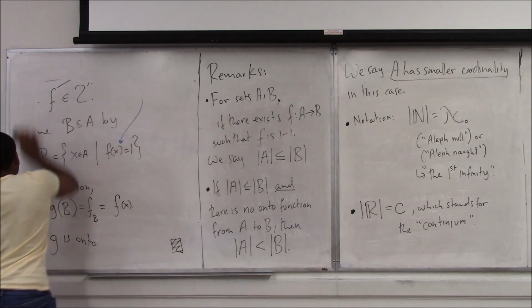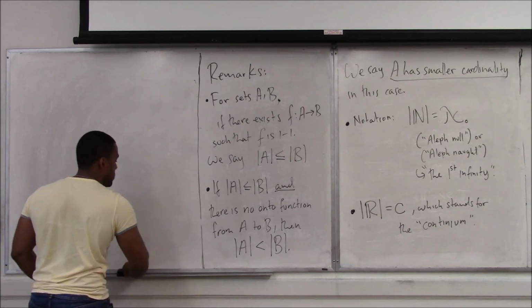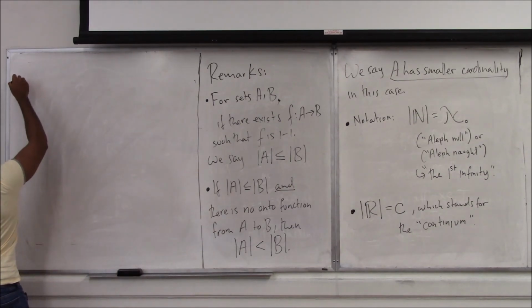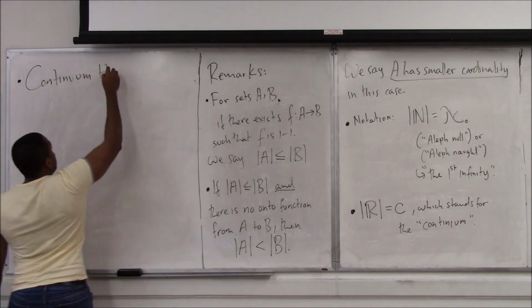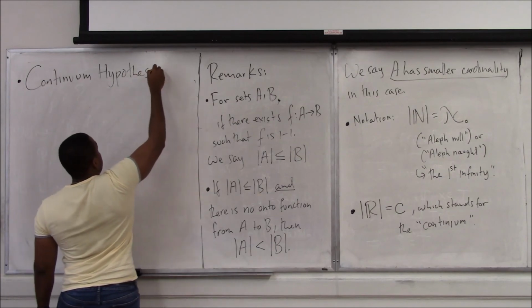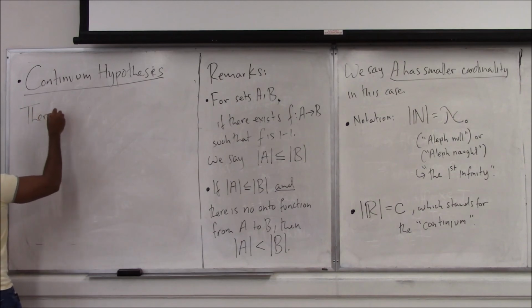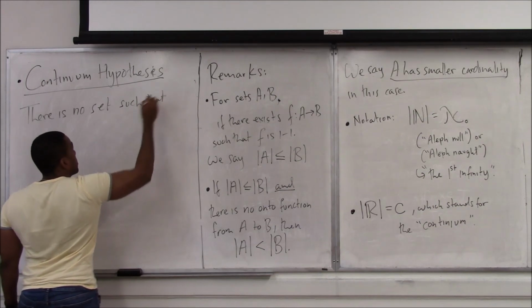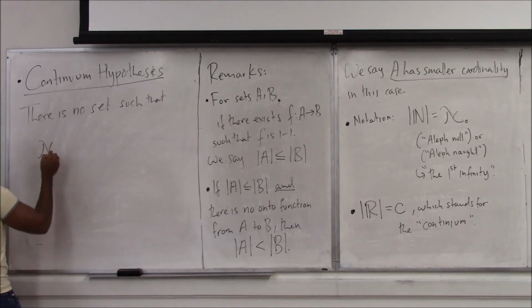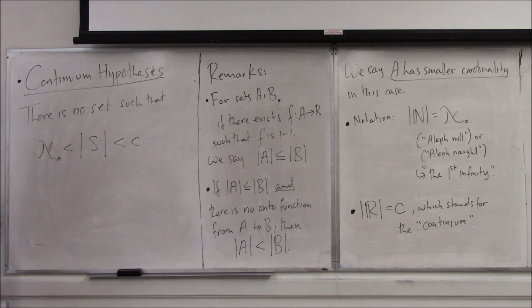We have 2 more minutes. There's something called the continuum hypothesis, proposed by Georg Cantor himself. It says there is no set such that its cardinality is strictly between that of N and C. It's a hypothesis, we don't know if it's true.